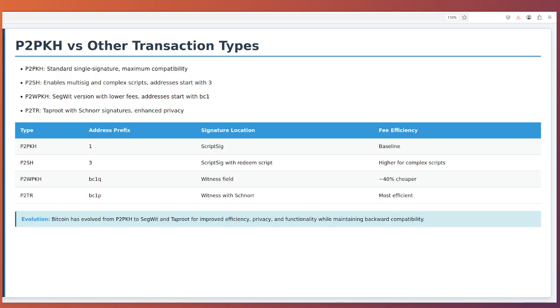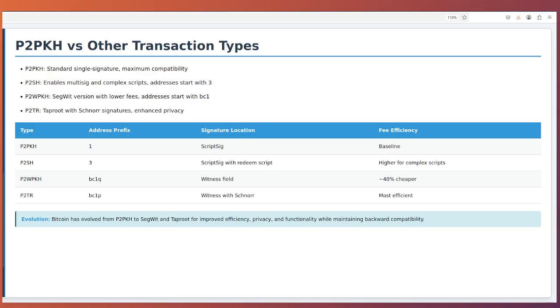Nested SegWit, using P2WPKH in P2SH, provides backward compatibility. Since not all wallets and services immediately supported native SegWit addresses, nested SegWit wraps a P2WPKH output in a P2SH output. This allows SegWit benefits while using addresses that all wallets can send to. Nested SegWit addresses start with 3, like regular P2SH addresses, but when spent, they reveal a witness program that enables SegWit features. The downside is slightly larger transaction sizes than native SegWit.